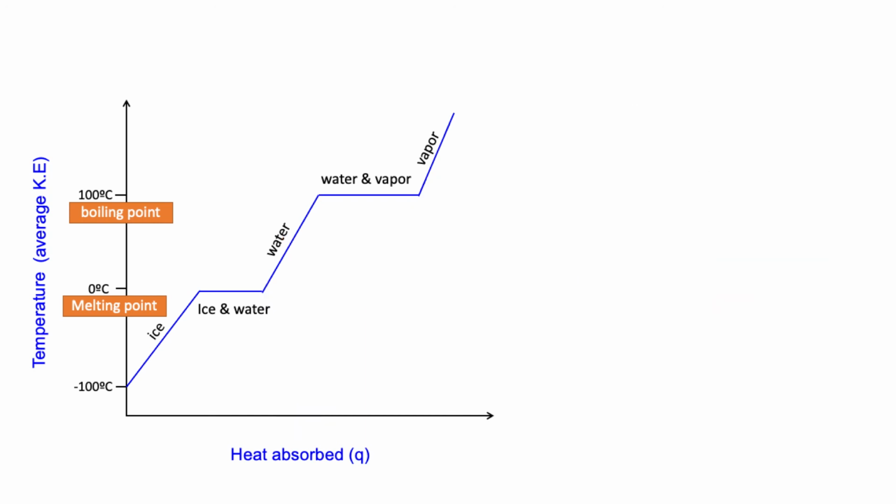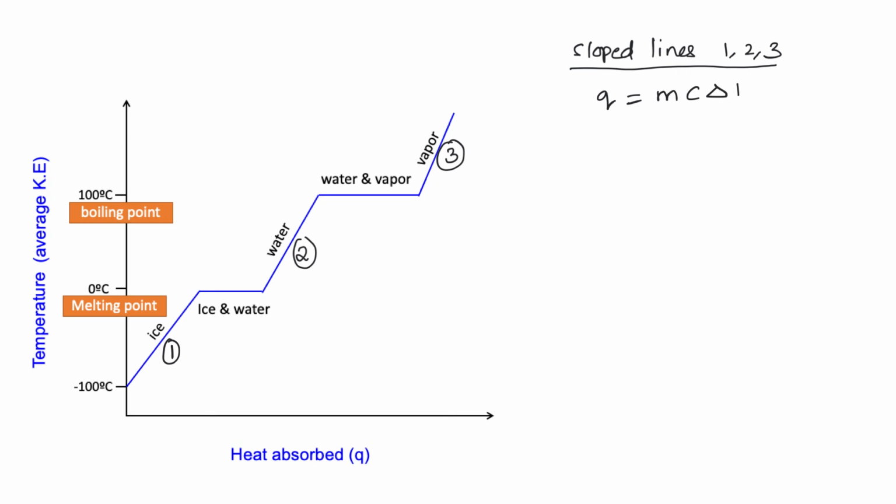Just to recap, the heat changes for the sloped lines in the heating curve can be calculated by the formula Q is equal to mc delta T. Keep in mind that the specific heat of ice is way different than the specific heat of water and the specific heat of water vapor. These three values will be provided to you in the exam. And the heat changes for the phase transitions are calculated by the formula Q is equal to amount times enthalpy change for that particular phase change.